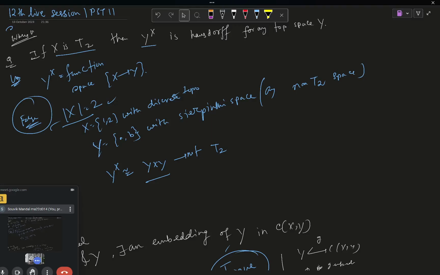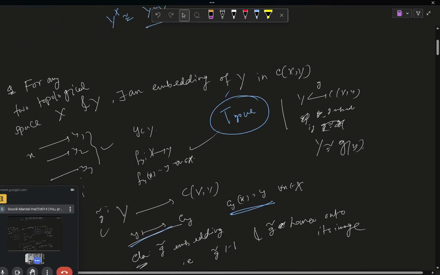First, take x to be a set of two elements, x equal to {1, 2}, and y to be any non-Hausdorff space. Then y to the power x is equal to y cross y. It is not Hausdorff. Okay.